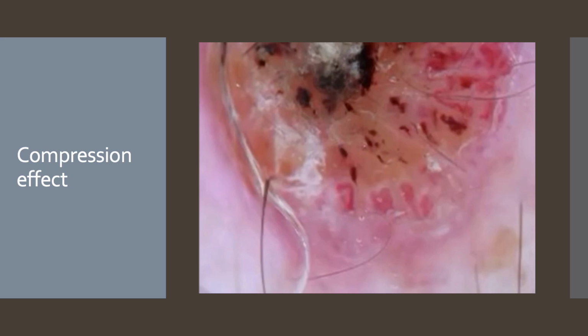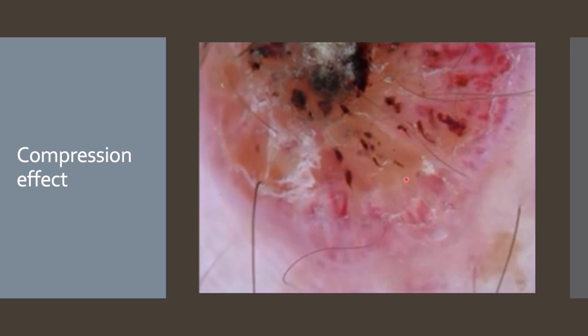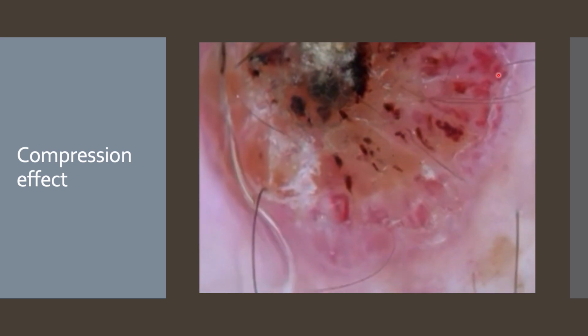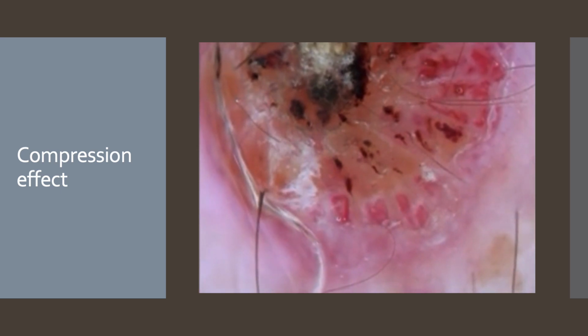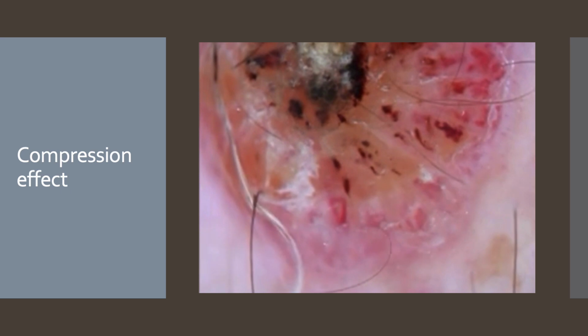This is an SCC with prominent vessels on the periphery. Look at these vessels and these vessels. If you look closely here and here, these vessels get blanched when pressure is applied on the lesion while doing the contact dermoscopy.